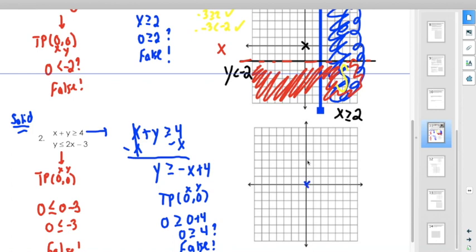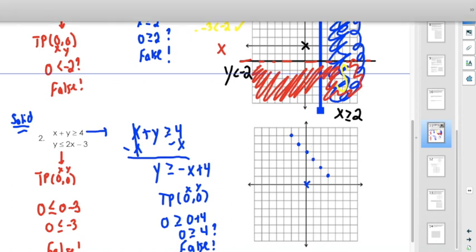1, 2, 3, 4. And then my slope is -1/1. So I'm going down 1 to the right 1. Down 1 to the right 1. All the way down. And I want to finish it going this way, so I'm going opposite. Up 1 to the left 1, up 1 to the left 1. And then we want to graph it with a nice line.